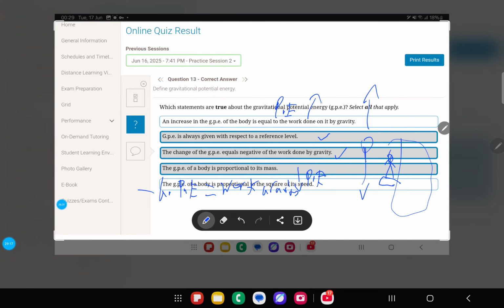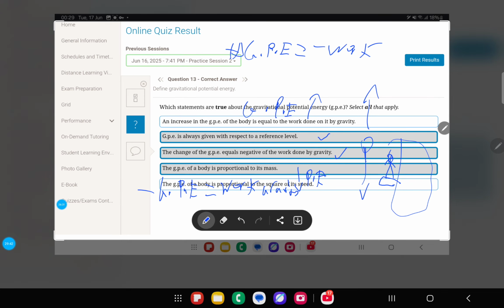And in this case, once it goes up, the GPE is increasing because it goes up. Okay? So in this case, GPE is positive, while work is negative. See, this is the roots of mgh. They're always opposite to each other.